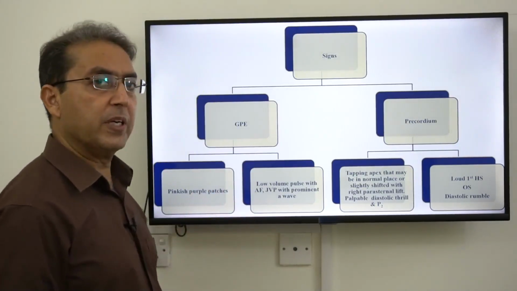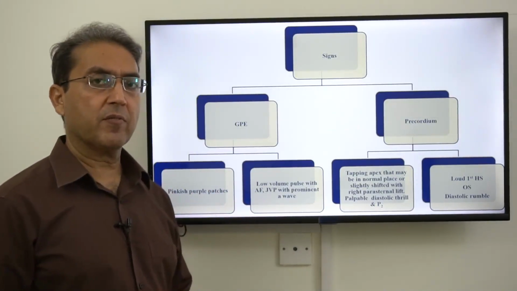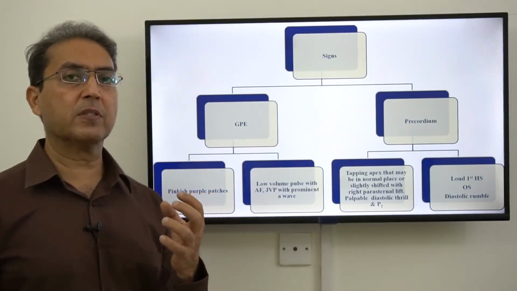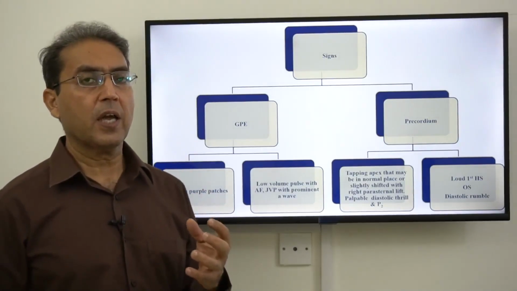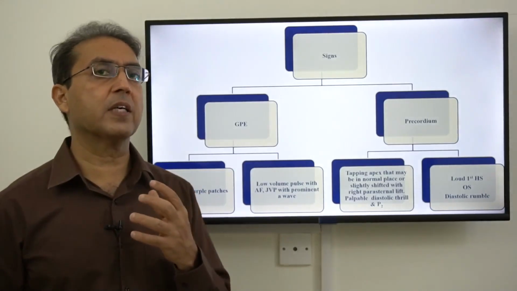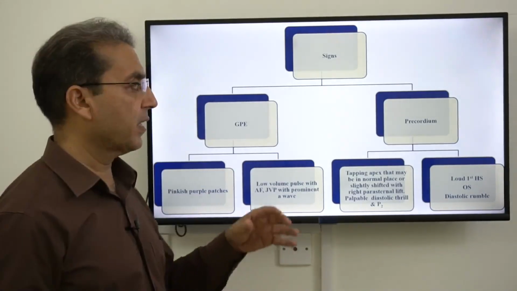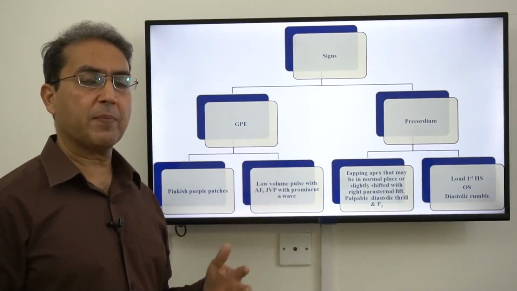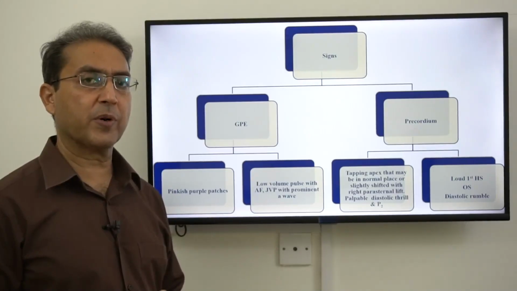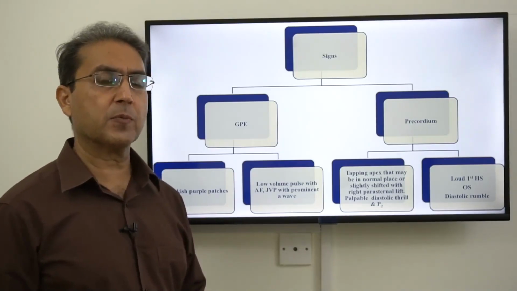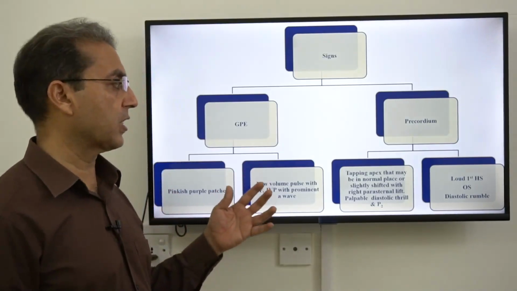When you examine the JVP, it may show a prominent A wave, and in patients who have atrial fibrillation, the A wave is absent because the A wave is due to atrial contraction. When the atria are in fibrillation, they do not contract and the A wave becomes absent. And when you palpate the precordium, you may have the tapping apex beat, the classical apex beat of mitral stenosis, which is usually present in the normal place. It may slightly be displaced if there are other associated lesions as well.